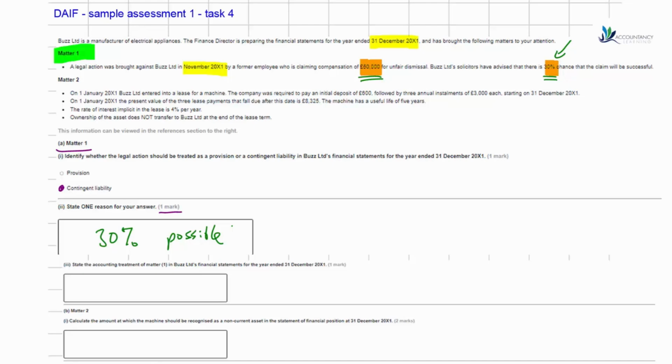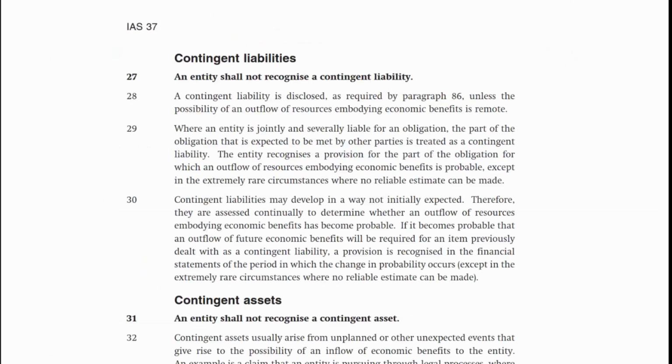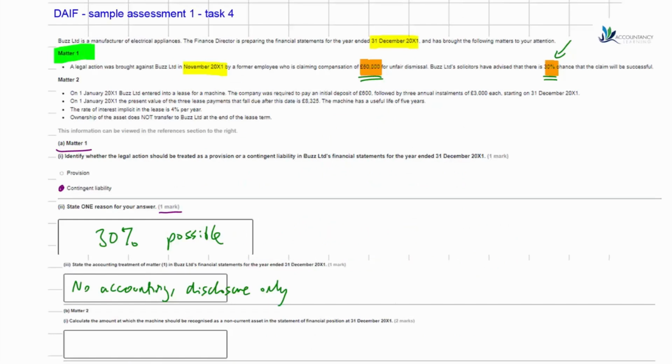And then state the accounting treatment of the matter in the financial statements for the year ended 31st December 20X1. So here's the accounting standard again, telling us that a contingent liability is disclosed. So there is no accounting treatment. We don't do any double entry. There's no debit, there's no credit, but we should disclose that there is a chance that the business may need to pay compensation to the employee. So again, in the answer, I'm just writing some brief notes here to summarise that.